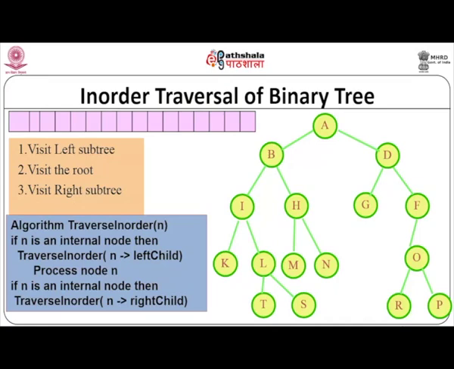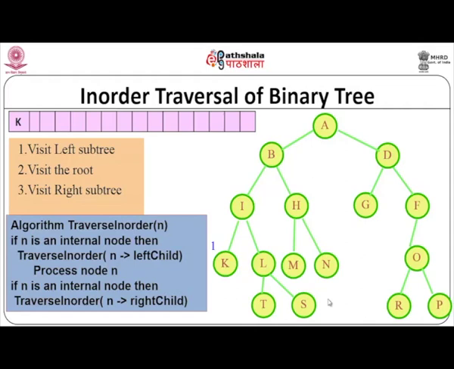So, we are going to do the in-order traversal. When we are doing the in-order traversal of a binary tree, we have to visit the left subtree first, then process the node and then visit the right subtree. So, the algorithm is that if n is an internal node, then traverse in order the left subtree, process the node n, and then traverse the right subtree. So, here I should not process A first; I have to process A's left subtree. A's left subtree is rooted at B, so I have to process B's left subtree. B's left subtree is rooted at I, so I have to process the left subtree of I.